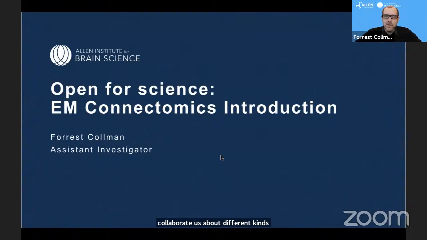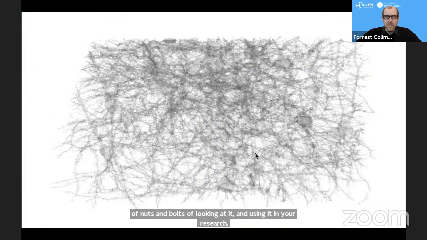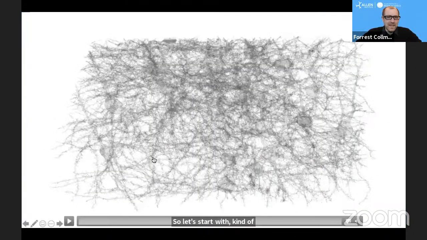And then in the afternoon in the workshop, you'll hear from Sharmi, Layla, and Casey about how you can really access the data and the nuts and bolts of looking at it and using it in your research. So let's start with reflecting on what EM connectomics data is.